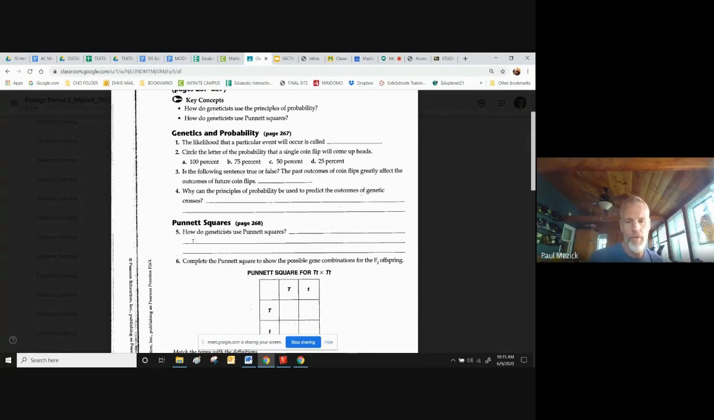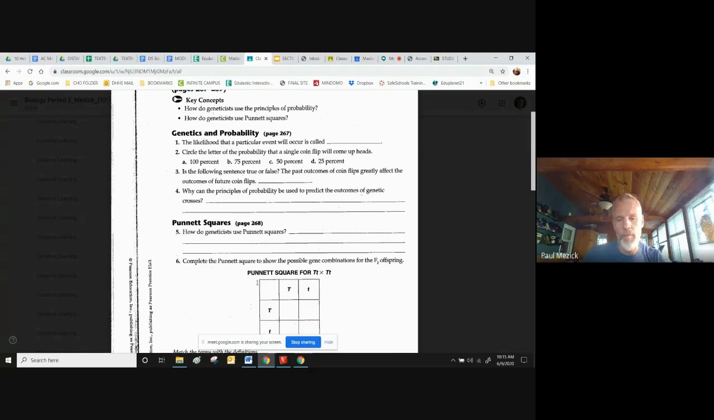So how do geneticists use Punnett squares? It's all about predictions. It's all probability. Basically, you're trying to predict what the probability is that the offspring will have a particular genetic sequence. And when you're talking about that, you have to either specify genotype or phenotype. The reason I say that is because genotype is the actual letters.